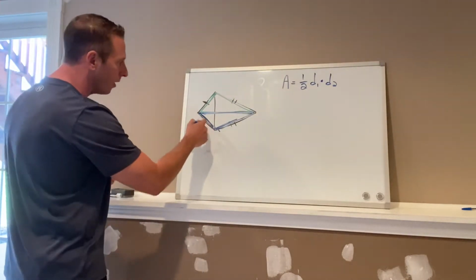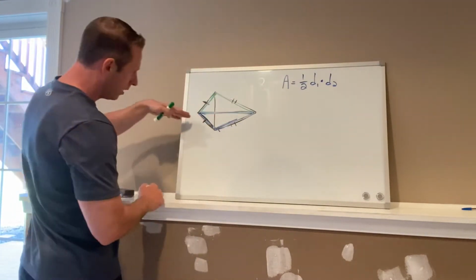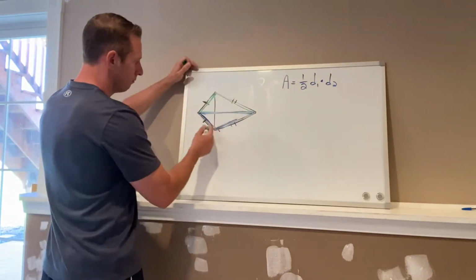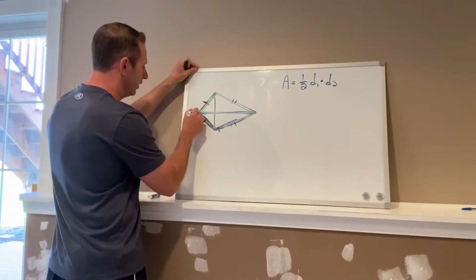The area of the bottom triangle. All right, let's put some vertices here. K-I-T-E.